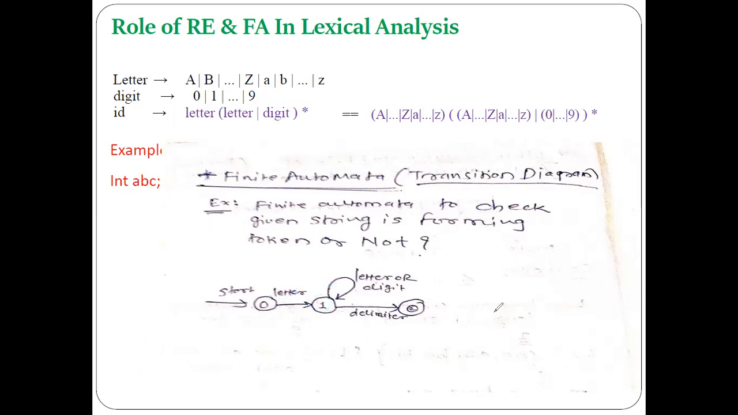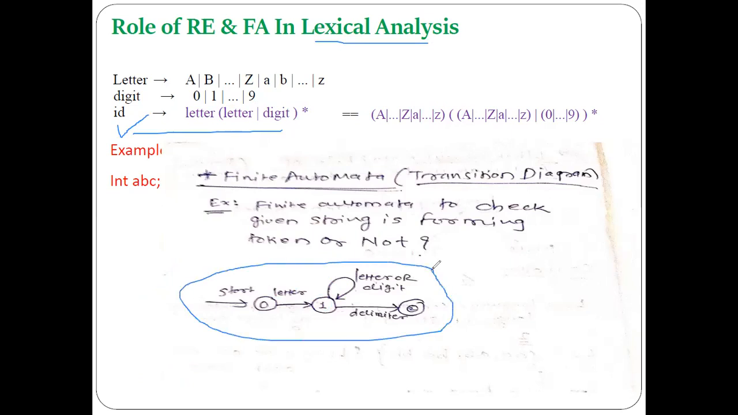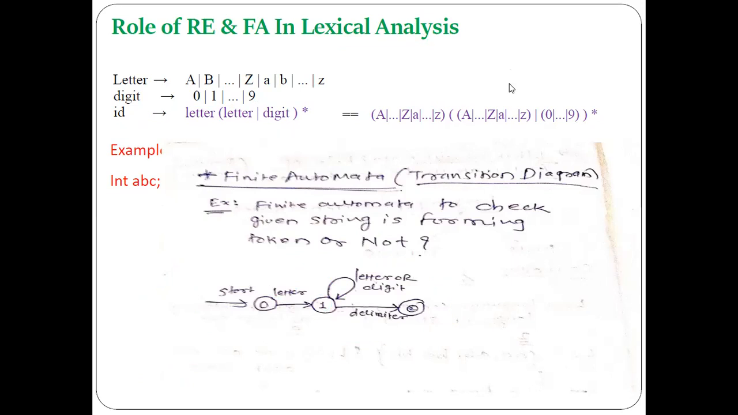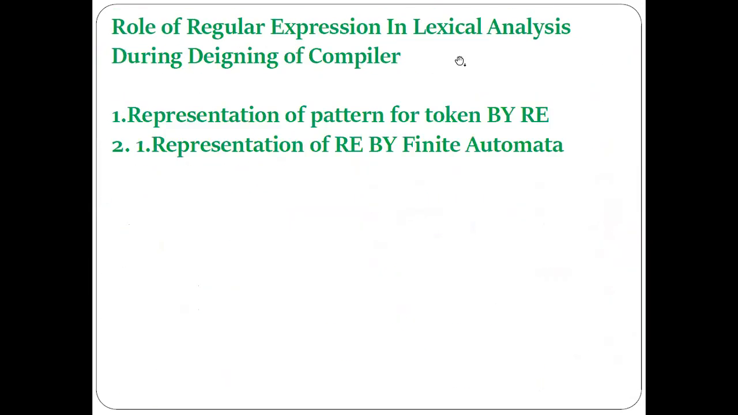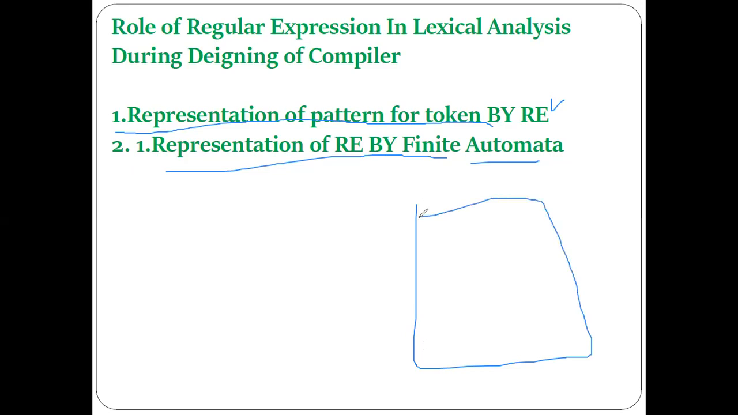So in this way, you can see how regular expressions play their role in lexical analysis. Here regular expressions play their role, and here finite automata play their role. That is the reason we mentioned that while designing the first phase of the compiler, two steps have to be followed. First step: representation of the pattern for the token by a regular expression. Second step: representation of the regular expression by the finite automata.